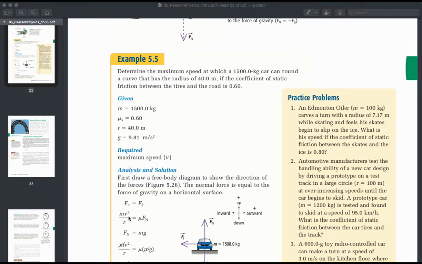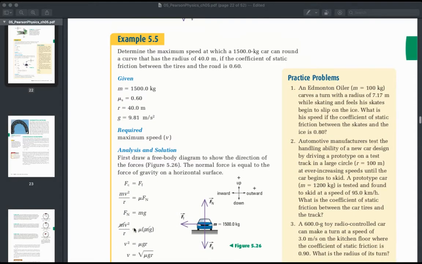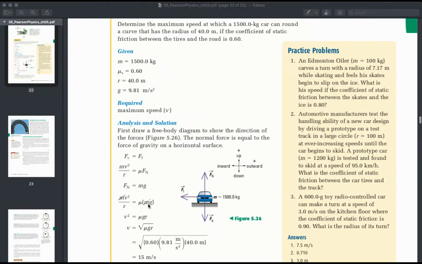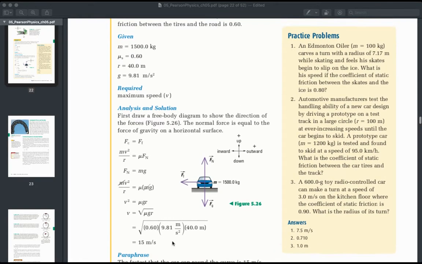So mv squared over r is the force centripetal. Force friction is mu times m times g. And when you set those two equal to each other, you notice that the mass doesn't even matter. We didn't need to know the mass of the vehicle because it doesn't matter. But we get v squared over r equals mu times g. So v squared is mu times g times r, and you square root that. So 0.6 times 9.81 times 40, all square rooted, and you find out 15 meters per second, which means if you go faster than 15, you're going to go into a skid on that road and not be able to travel in circular motion.